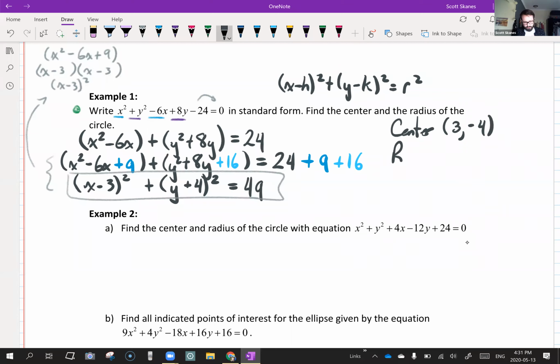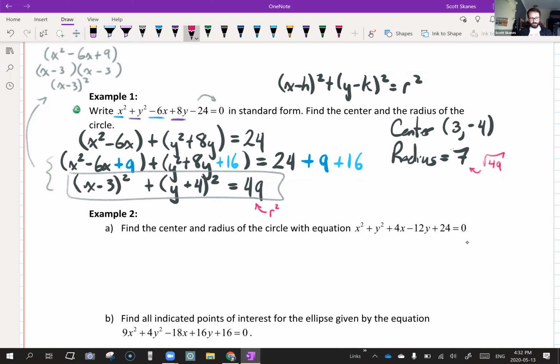And the radius, we just need to get the square root of 49. Because remember, this is r squared, so the radius must be the root of that, which is 49. Sorry, 7. Okay, so just a reminder why we have what we have. It's from the section on circles that we did on Monday.